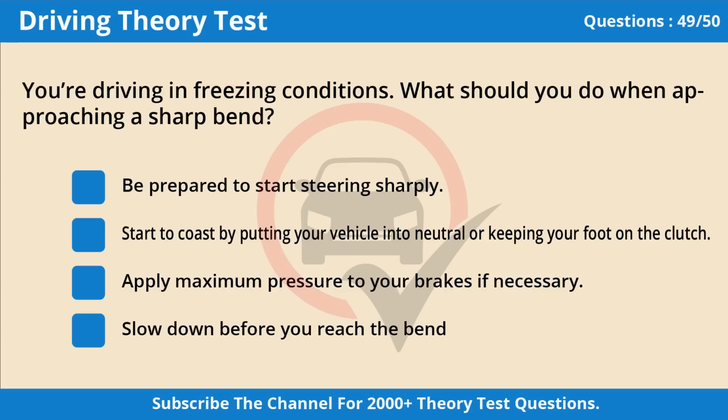Question 49. You're driving in freezing conditions. What should you do when approaching a sharp bend? A. Be prepared to start steering sharply. B. Start to coast by putting your vehicle into neutral or keeping your foot on the clutch. C. Apply maximum pressure to your brakes if necessary. D. Slow down before you reach the bend.